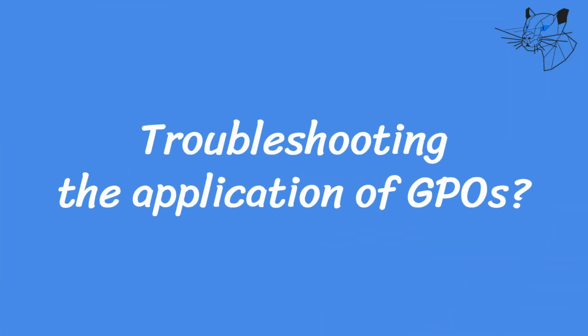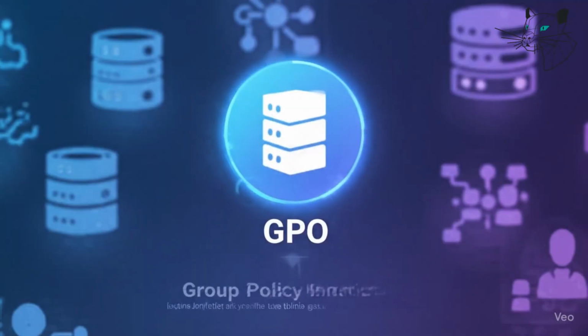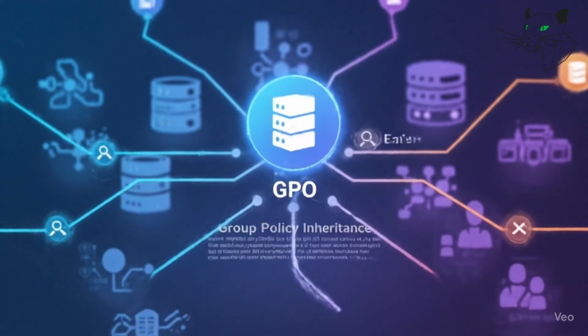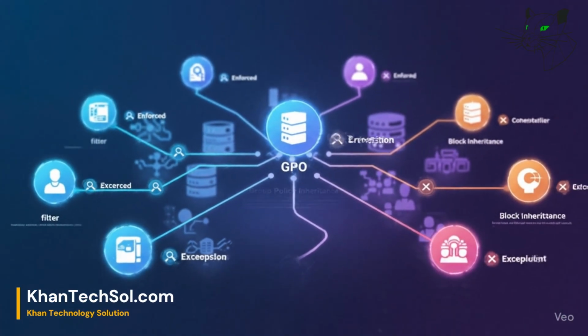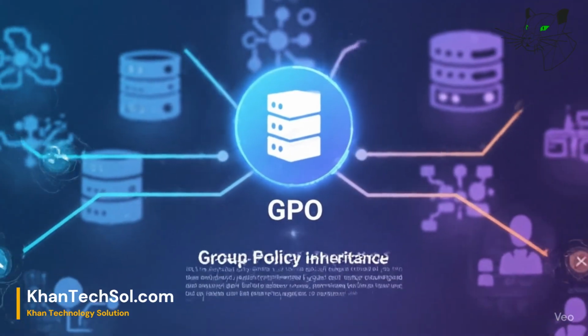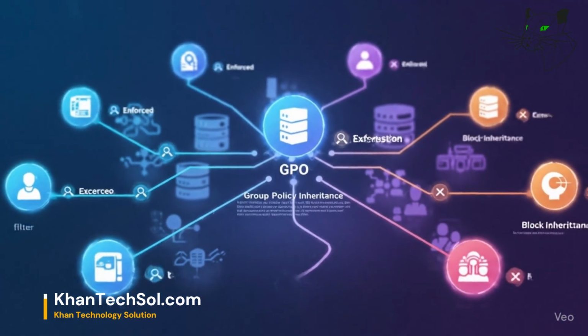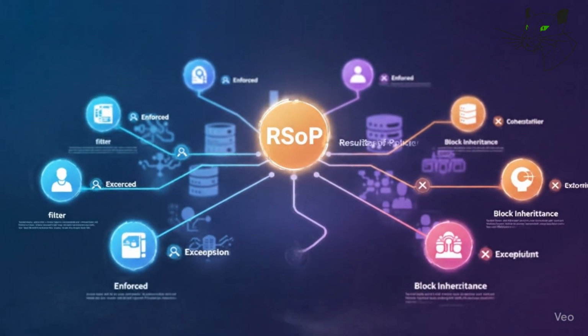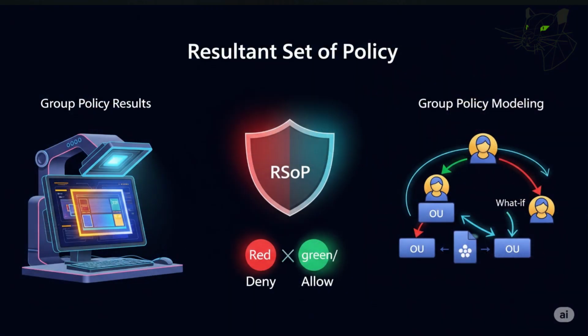Troubleshooting the application of GPOs. Group policy inheritance, filters, and exceptions are complex, and it can often be difficult to determine which policy settings will apply. RSOP is the net effect of GPOs applied to a user or computer, considering GPO links, exceptions such as enforced and block inheritance, and the application of security and WMI filters.